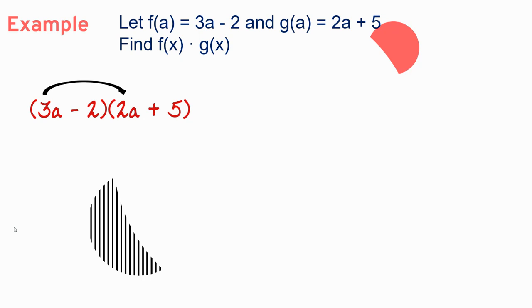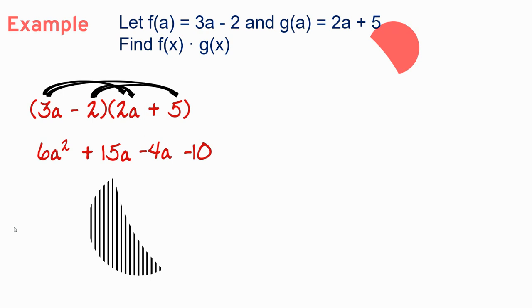So 3a times 2a gives me 6a squared. Then we need to take our 3a times our 5 to get plus 15a. Again, no negative signs. Now we can multiply our negative 2 to each term. So negative 2 times 2a gives me negative 4a. Negative times a positive gives me a negative. And then finally, negative 2 times positive 5 gives me negative 10.